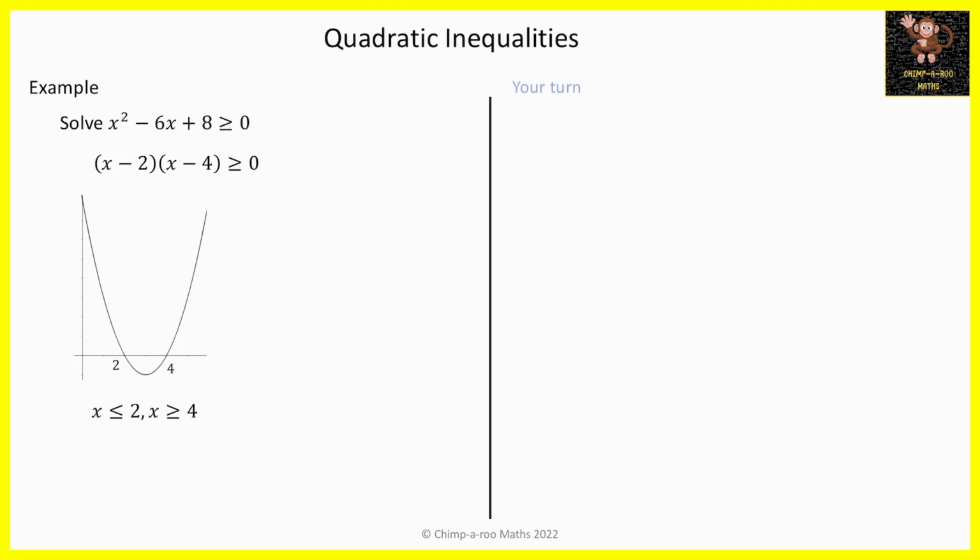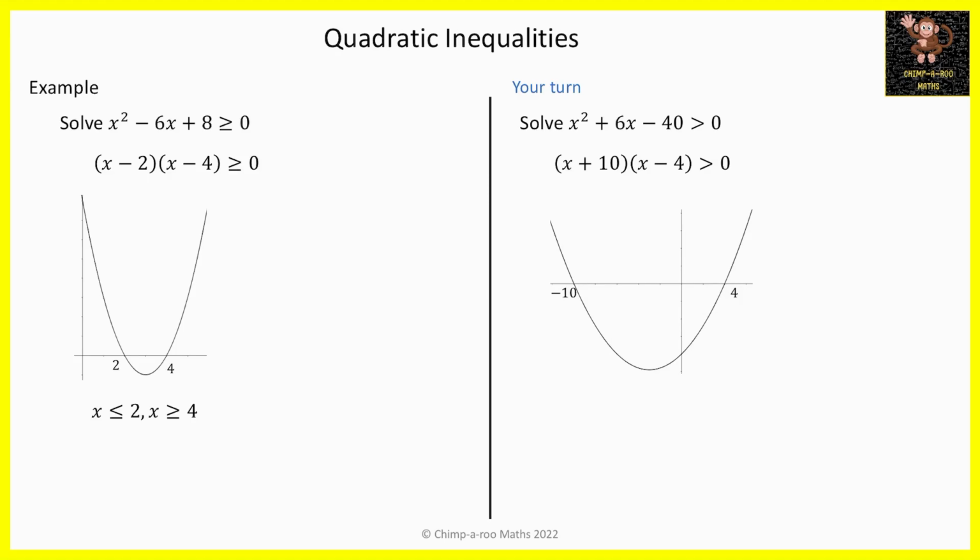Okay, your turn then. Can you try and solve x squared plus 6x minus 40 is greater than 0? Use the previous example, have a go, pause the video, then come back to check your solution. So we have (x plus 10)(x minus 4) by factorising first. Key points are minus 10 and 4. There's a quick sketch. It's greater than 0 when x is below minus 10 or greater than 4.